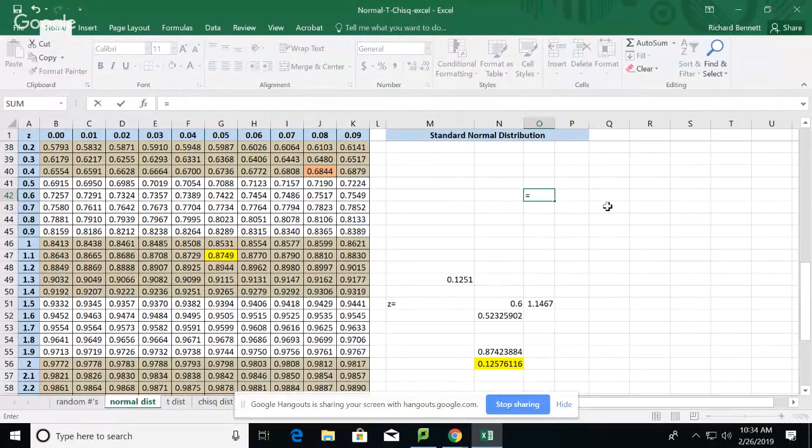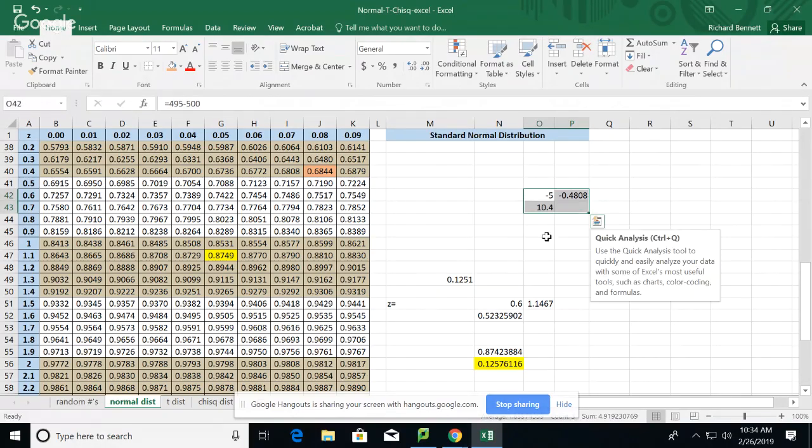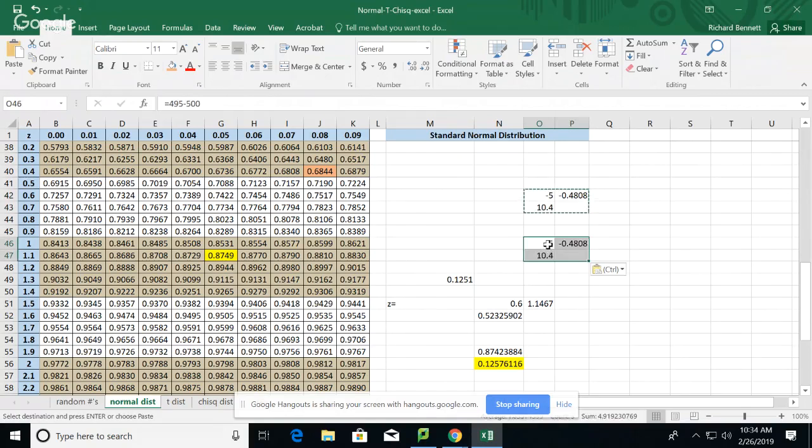Okay, so I'm going to do 495 minus 500 equals negative 5, divided by the square root of 1, which is 10.4 in the denominator. Take the numerator divided by the denominator. So it's negative 0.4808, right? It's more decimals. I'm going to do the same thing again, but now with 505. I get positive 0.48. Then what do I do?